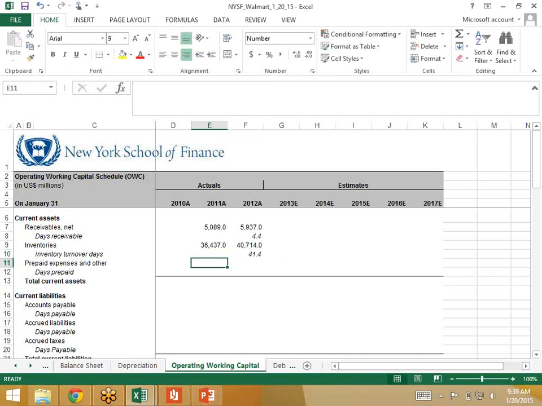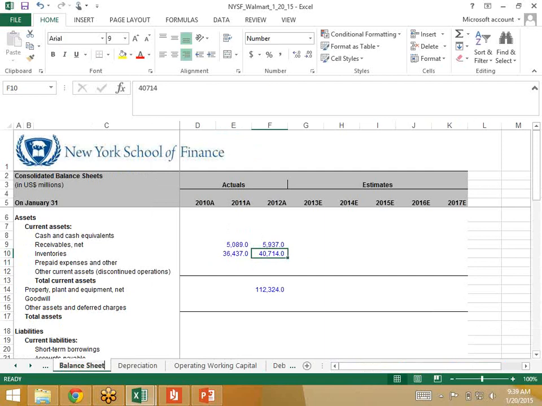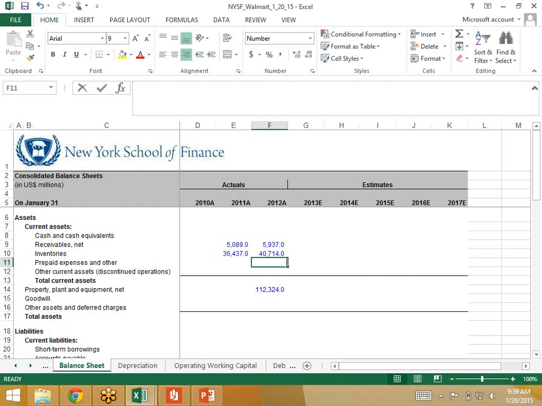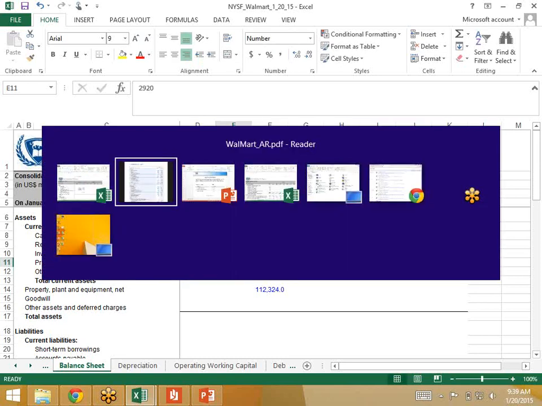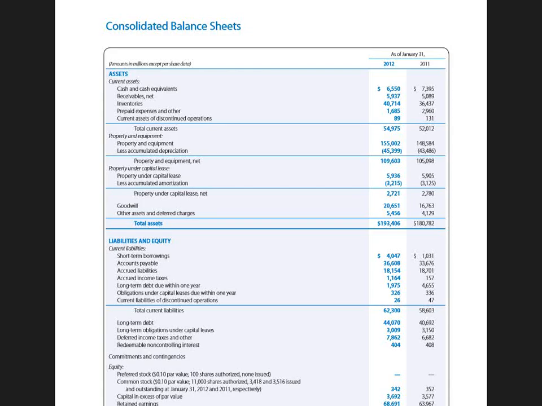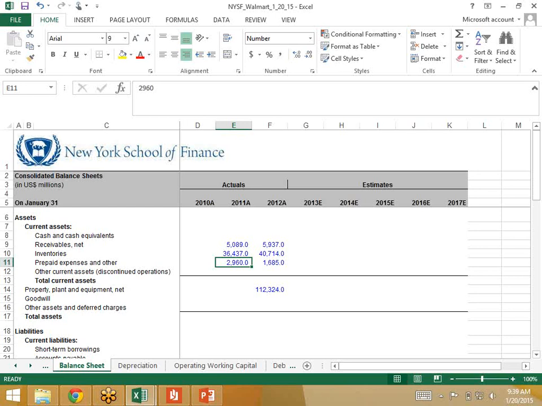Same idea, prepaid expenses. Move ahead. If you need more practice, this is repeated exactly in the book. Prepaid expenses, balance sheet. Prepaid expenses is 1685 in 2012, and 2960 the year before. Pull that into working capital.